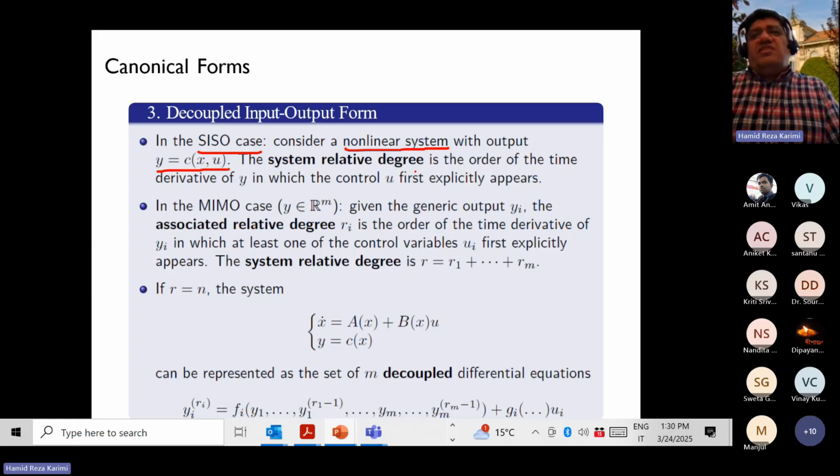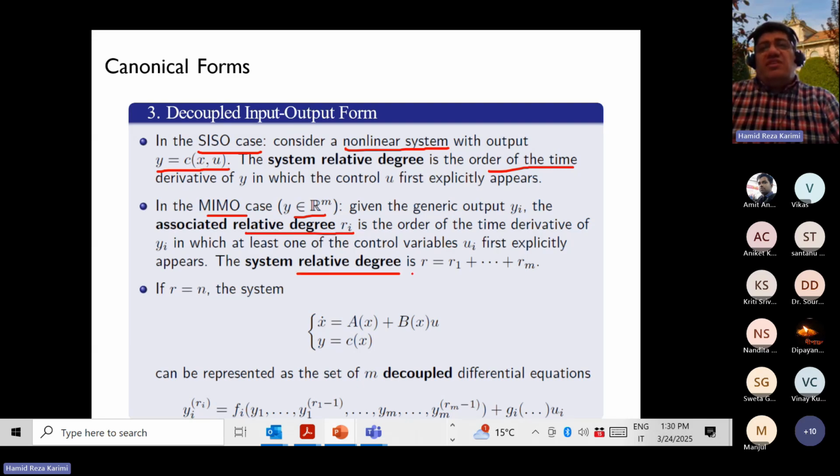The system relative degree is the order of the time derivative of y in which the control u first explicitly appears. If you have the MIMO case, it means y belongs to R^m. For a given output yi, the associated relative degree Ri is the order of the time derivative of yi in which at least one of the control variables ui first explicitly appears. The system relative degree is this.